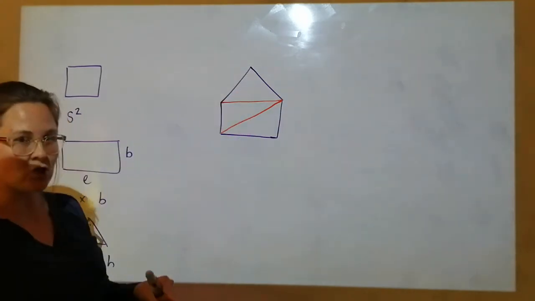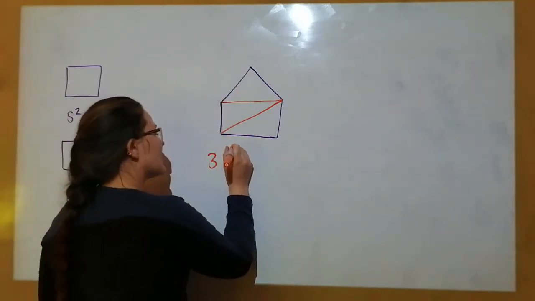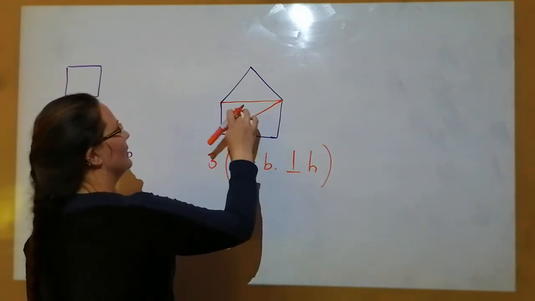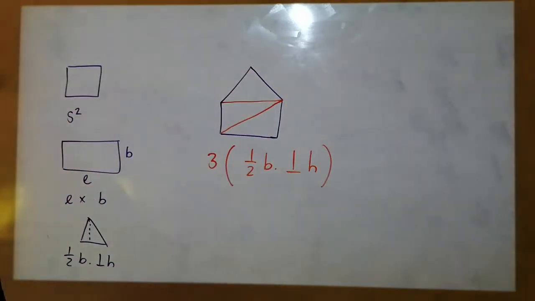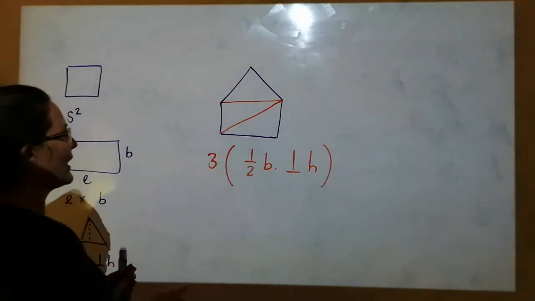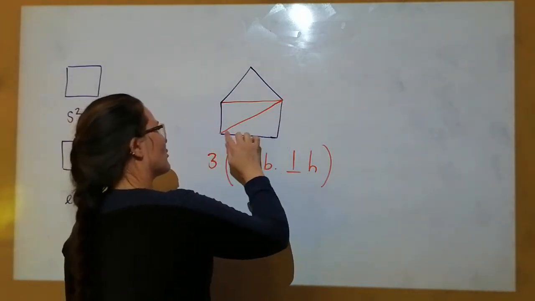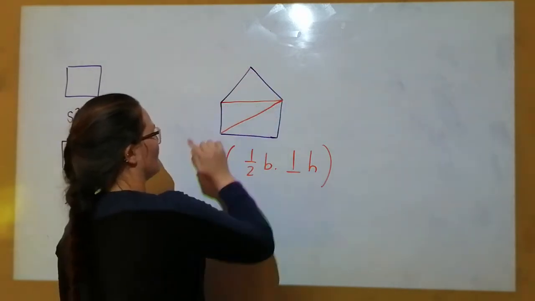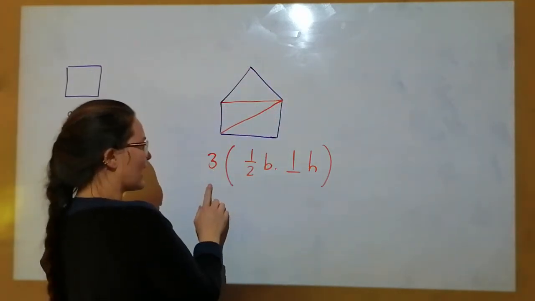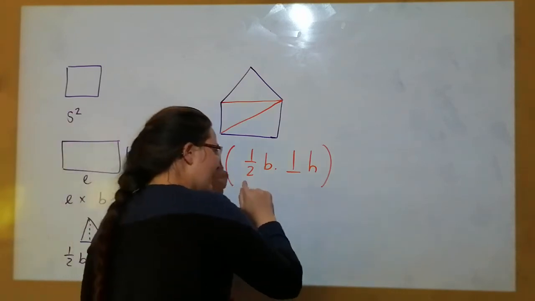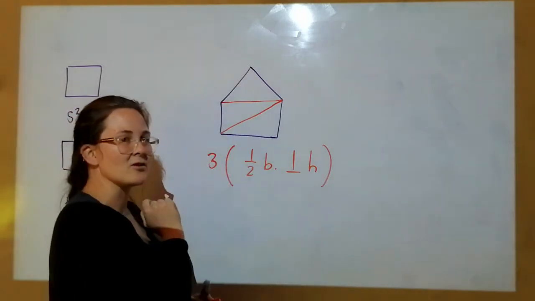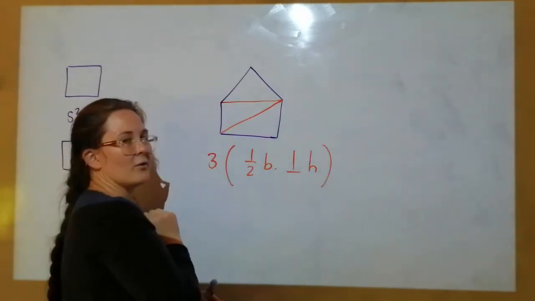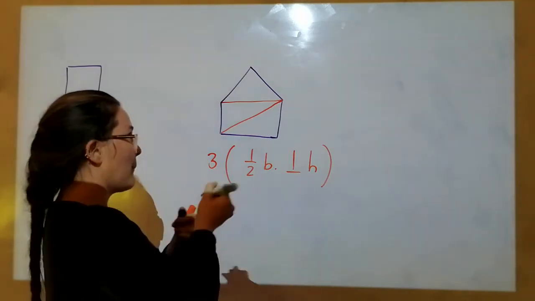So the area of this shape would be 3 times half base times perpendicular height of these triangles. There's 3 triangles in here. So you'd work out the area of that triangle, you'd work out the area of that triangle, and you'd work out the area of this triangle. They're not all the same, so it actually can't go 3 times the same formula, because not all of these triangles are the same, but there are 3 triangles in there. So you'd work out the area of the 3 triangles, for example. And that would happen with any shape.